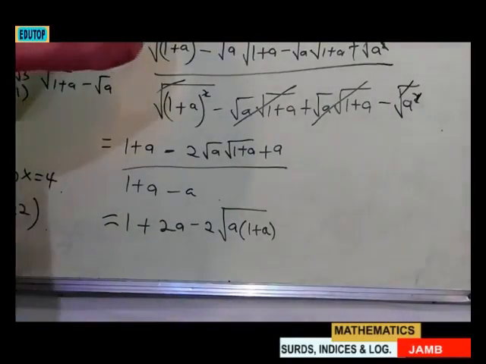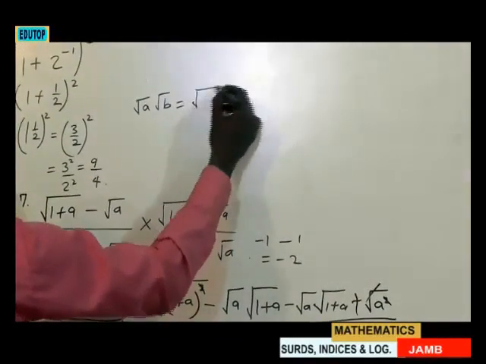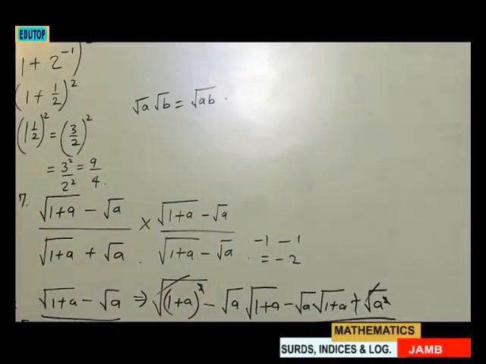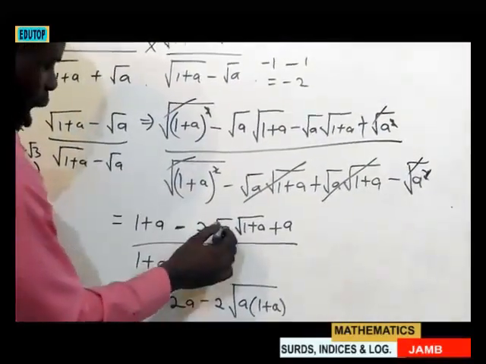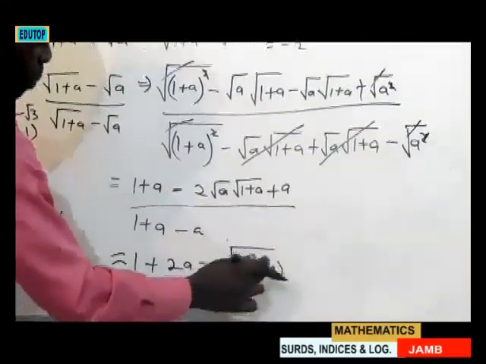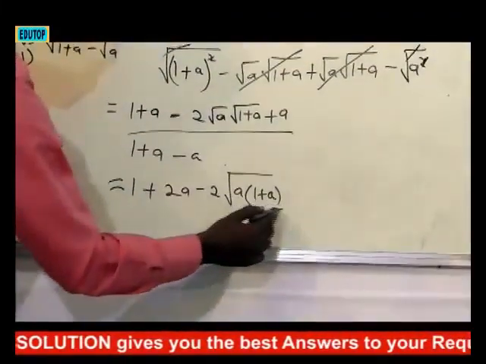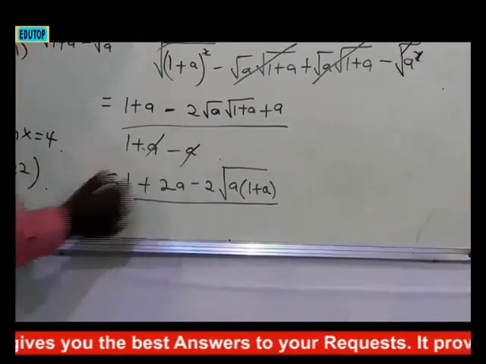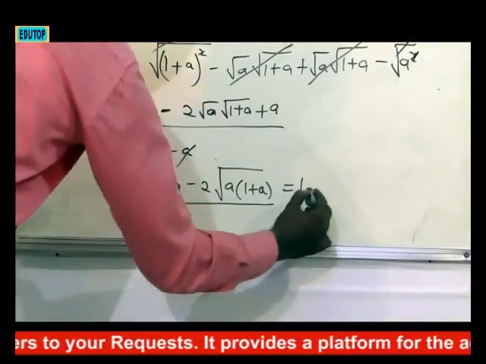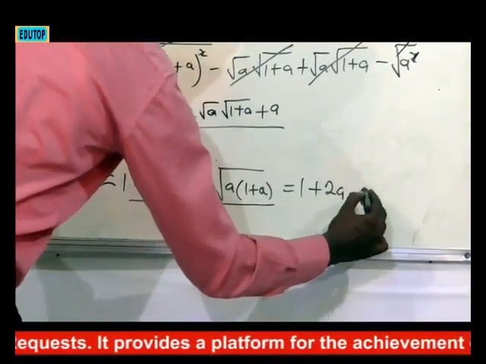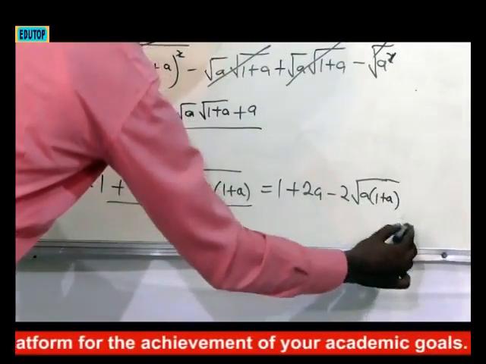I can write the whole of this like this, because by the law, root a times root b can be written as root of a times b. So if I have root a into root 1 plus a, it can be written as root of a into 1 plus a. It's allowed. So I've simplified the numerator. Then the denominator now, plus a minus a cancels out. So I divide by 1. Then I will definitely have 1 plus 2a minus 2 root of a into 1 plus a. So this is my answer.